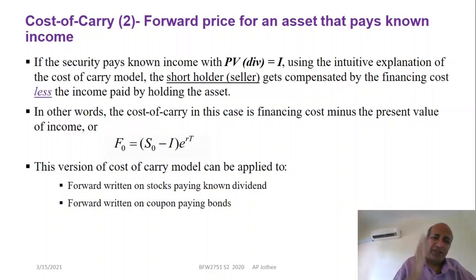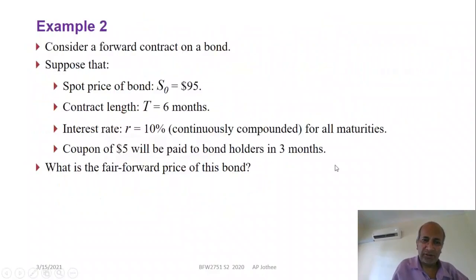If you are receiving any dividend between the inception time 0 till the big T, the maturity time, anytime, sometimes it can be 1 dividend, sometimes it can be 2 dividends also, or forward contracts on coupon paying bonds where the coupon matures in between. So let us see some examples on this.